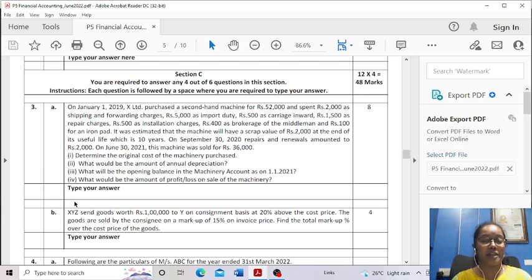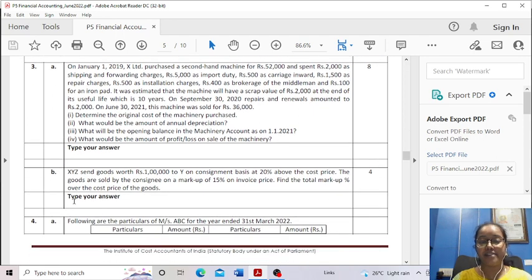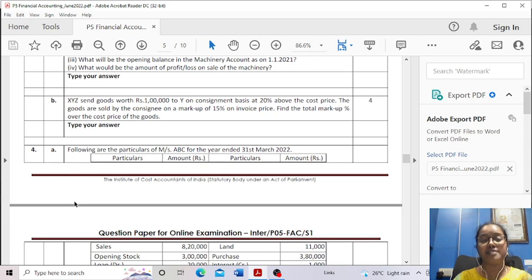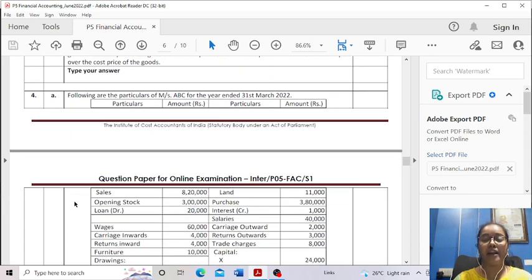And when it comes to the scheme of evaluation, please note section A will be evaluated by the system itself. Sections B, C and D will be evaluated by the examiner. So my suggestion, mainly for section C and section D, is to answer to the point what they are asking, work out the required working note in your rough paper, and type the answer.